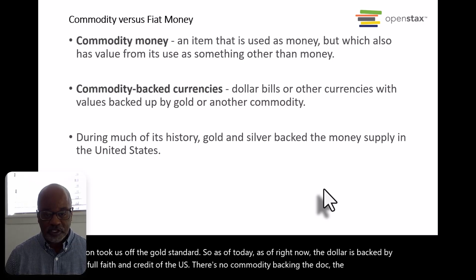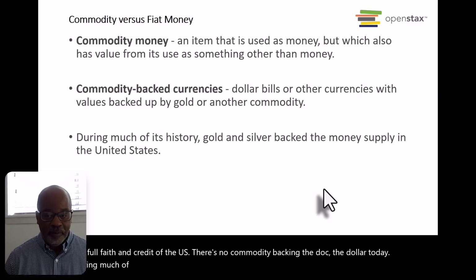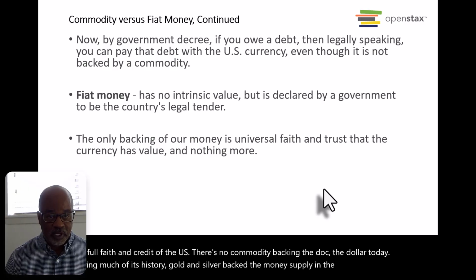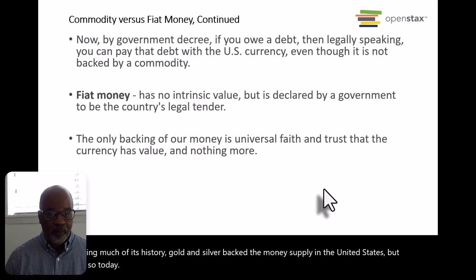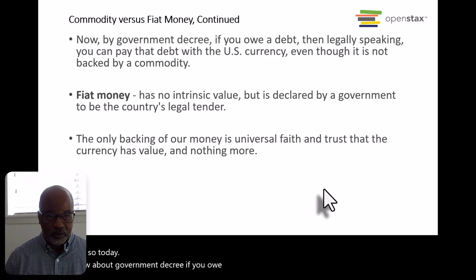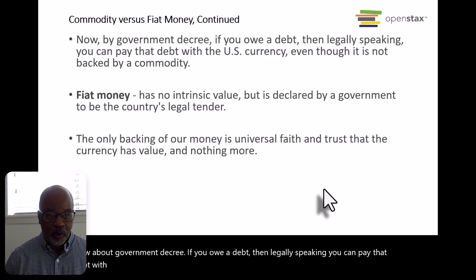During much of its history, gold and silver backed the money supply in the United States, but not so today. Now, about government decree: if you owe a debt, then legally speaking, you can pay that debt with US currency, even though it is not backed by a commodity.